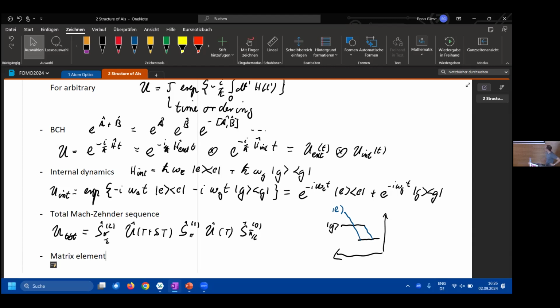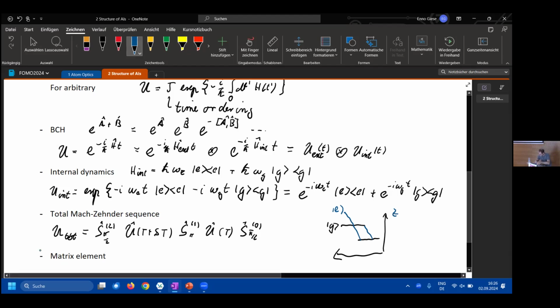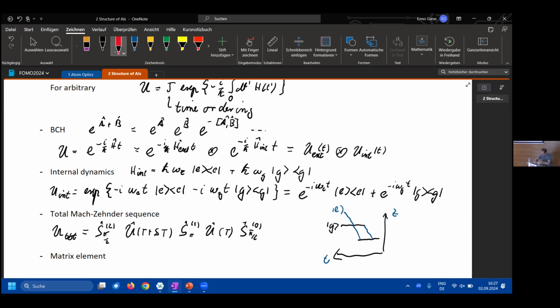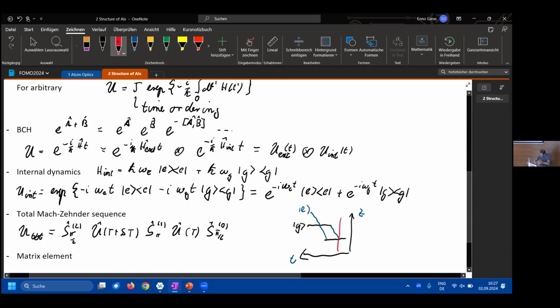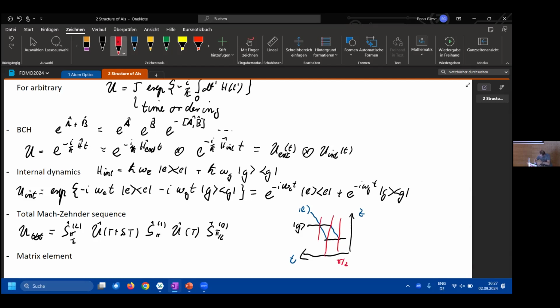Yes? I don't understand the schematic here. Oh, I'm sorry, I didn't say this is position and this is time. Do you understand it now? I put in the beam splitters. This is the mirror. And so this is pi over 2, this is pi, and this is pi over 2. This is exactly what we had before, in space and time.